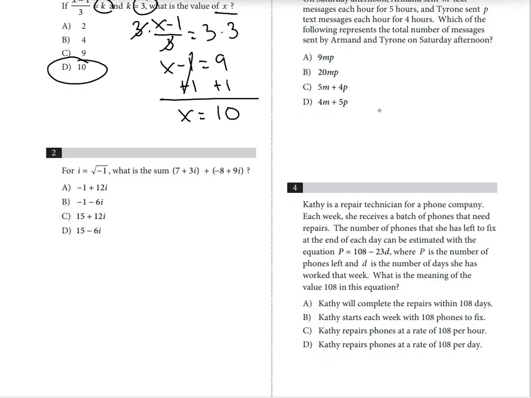All right, for number 2, we've got i equals the square root of -1. So we've got our imaginary value here. What is the sum of 7 plus 3i plus -8 plus 9i? We can almost treat this like terms. The 7 and the -8, we want to add those together, and then we want to add up the 3i.